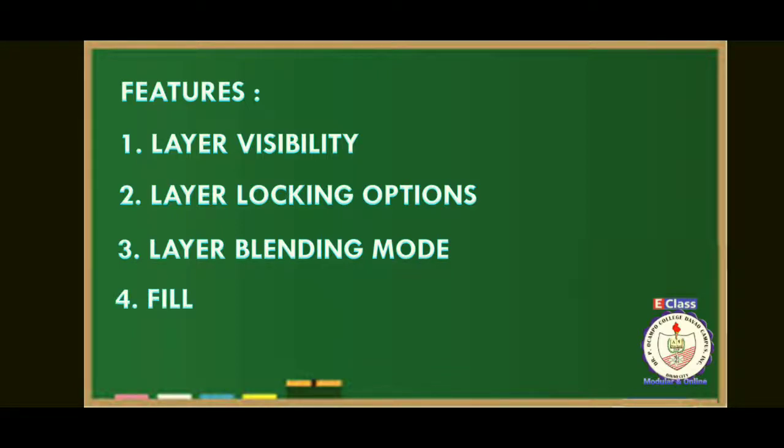Next is fill. Type a value or drag the slider to specify the transparency. Fifth, the opacity. Type a value or drag the slider to specify the transparency of the entire layer. 6 is the layer lock. A padlock icon appears that shows if the layer is locked or unlocked. Double click the icon to unlock the layer.